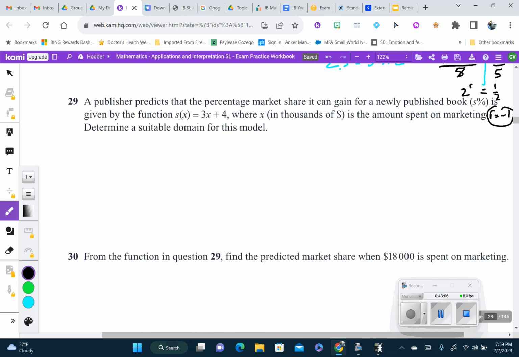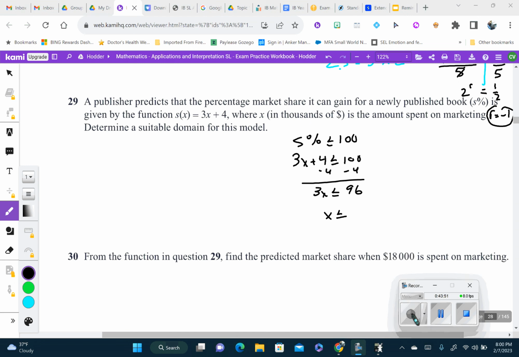Oh Lord. So publisher, blah, blah, percent for newly published book. S is the percent for the market share. So our S percent has to be less than 100. Got to keep that in mind because you can't go over 100%. So it can be less than, or it could equal exactly 100%. So I put 3x plus 4 is less than or equal to 100. Subtract 4 from both sides. So I get 3x is less than or equal to 96. Divide both sides by 3, and you get x is less than or equal to 32.